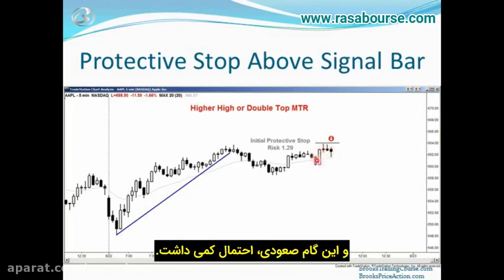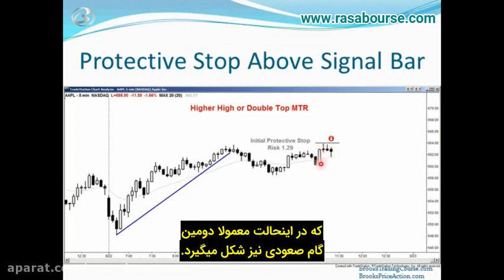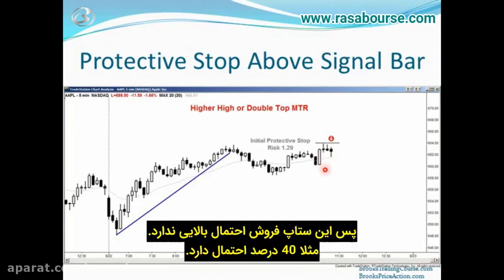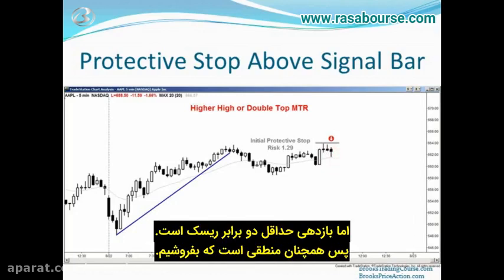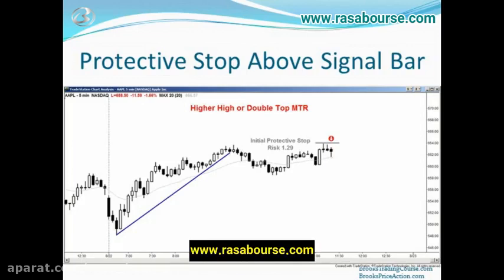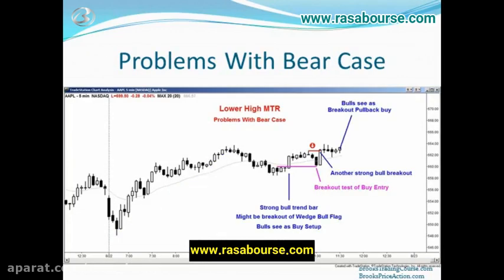And also this was a low probability event, and low probability events usually have a second leg. So this is not a high probability short. It's probably a 40% short, but with the reward being at least twice the risk, it's still mathematically reasonable to do. Alright, so this is not good.